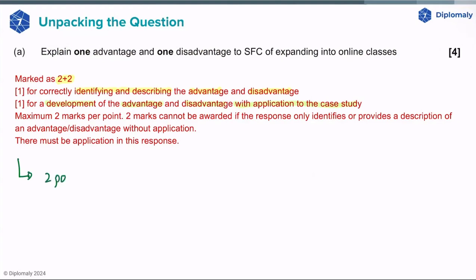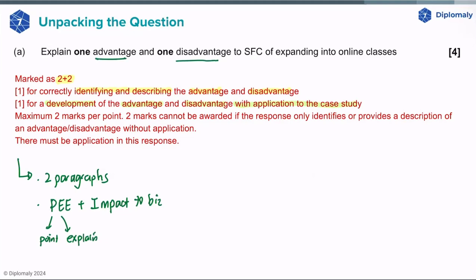The structure of this response is, again, very clear. We're looking at 2 paragraphs. In each paragraph, you need to have the advantage in one and the disadvantage in the other. And for each paragraph, the approach or structure that you want to use is the PEE plus I, or impact to business, framework. P is point, E is explaining your point. In this case, the point would be the advantage point and the disadvantage point that you identify in relation to opening or expanding into online classes.